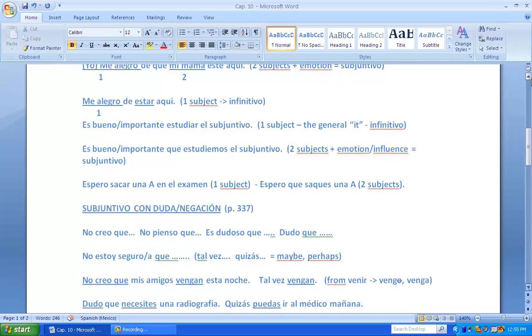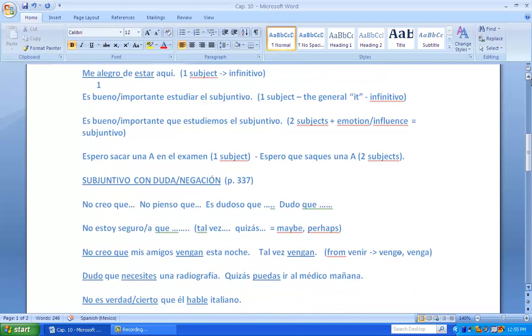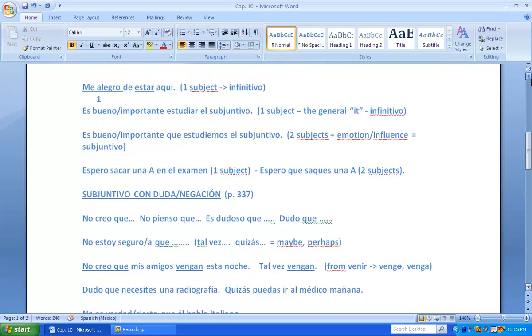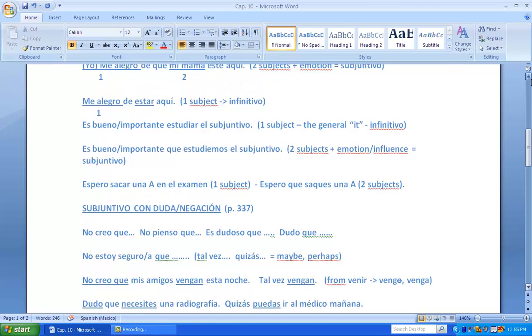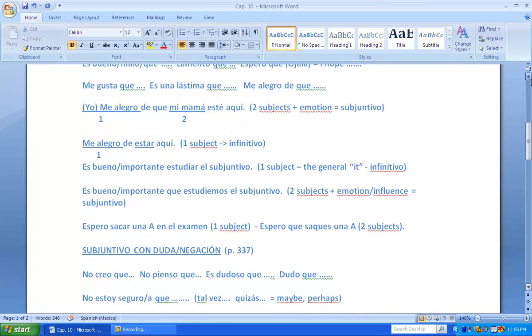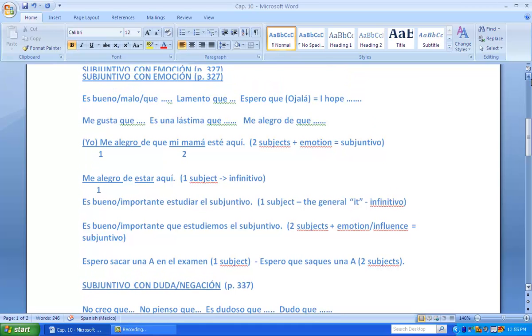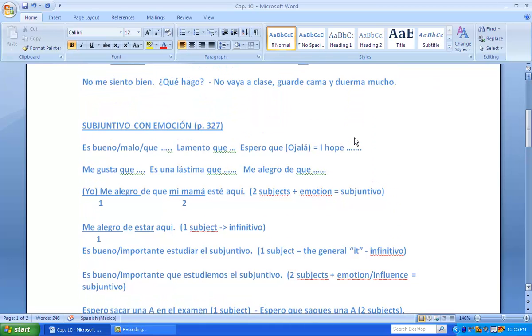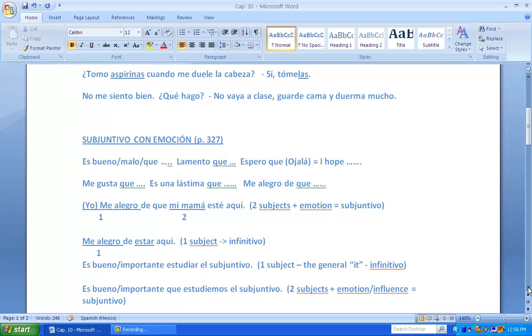Went too far. Expressions of emotion. And we have a list of them. And they are actually on page 327 in your book. And I'm having a hard time controlling the cursor here.